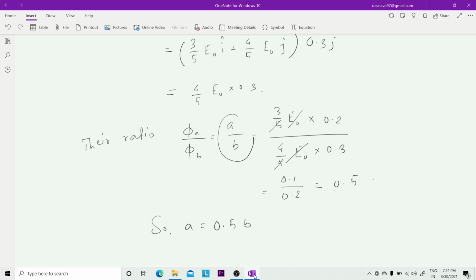This ratio is already given in the question, that the ratio of the flux of A and B is equal to A by B. फर्स्ट सरफेस और सेकंड सरफेस के फ्लक्स की रेशियो अगर करें तो हमको क्या मिलेगा? A by B मिलेगा. So A equals 0.5 of B.